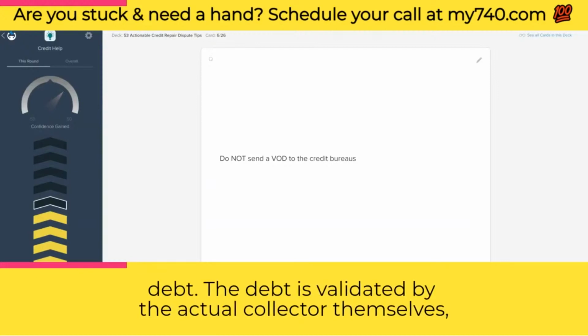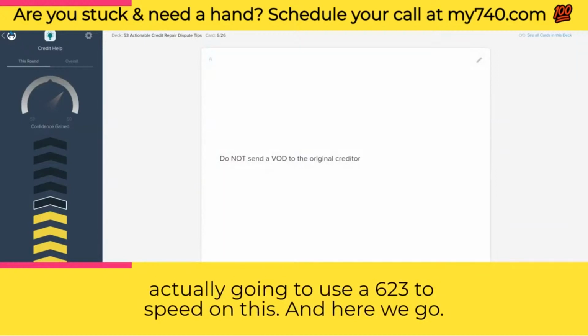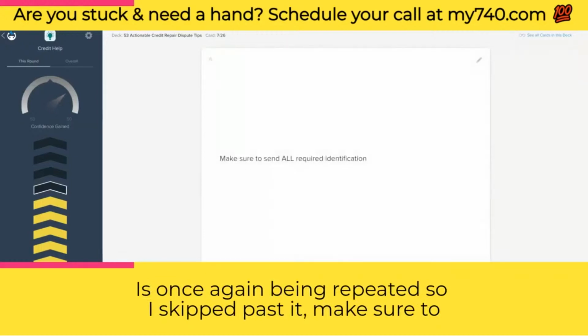The debt is validated by the actual collector themselves. All right. And don't send a VOD to the original creditor. You're actually going to use a 623 dispute on this. And here we go. It is once again being repeated, so I skipped past it.